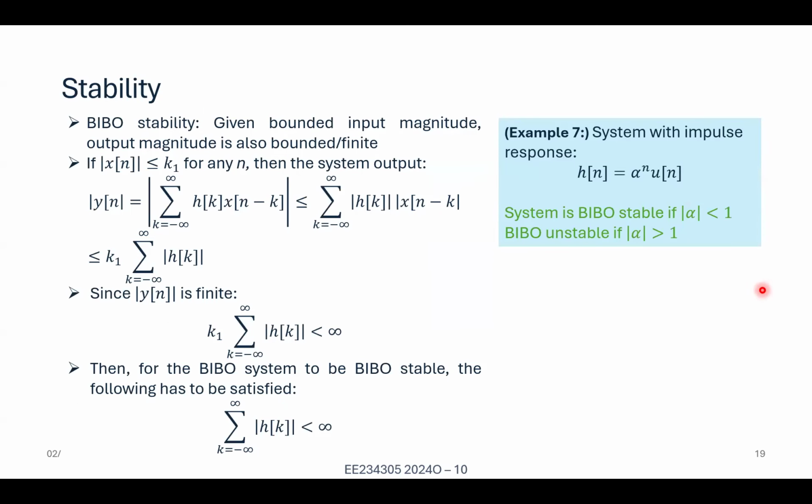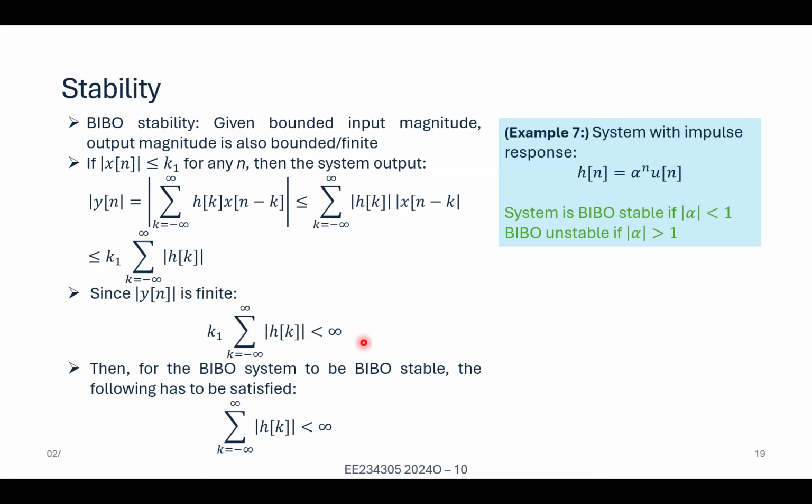All right. So the next property that I want to talk about is stability, which is the BIBO stable, or the bounded input, bounded output stable. Given bounded input magnitude, output magnitude is also bounded or finite. If the magnitude of xn is less than or equal to k1 for any n, then the system output yn is not more than some bound. The bound here is k1 times the sum of the impulse response hk. And since yn is finite, all of this is also finite, so it's less than infinity.